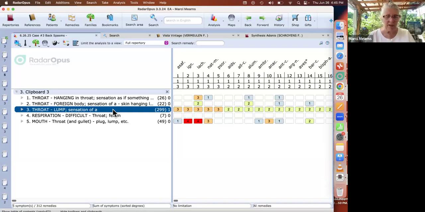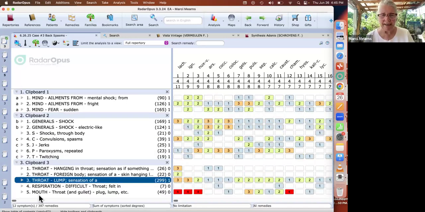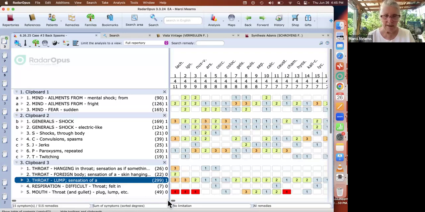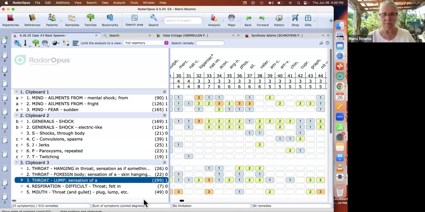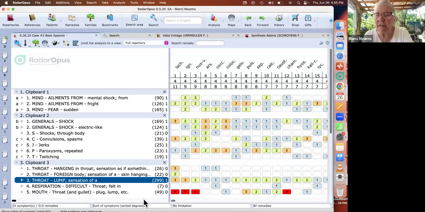I have the sensation of a lump in the throat. Okay. There's the lump in the throat, the shocks, etiology, and out of, looks like I've got 31 remedies with 4 symptoms. Yeah, how many symptoms do they have? 1, 2, 3, 4. I've got 4 symptoms and I've narrowed it down to 31 remedies.